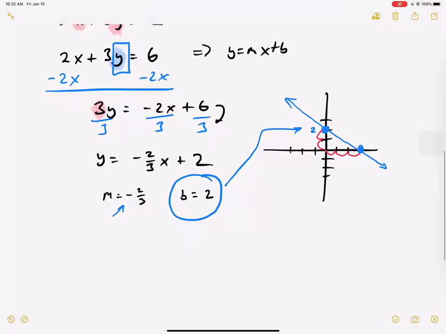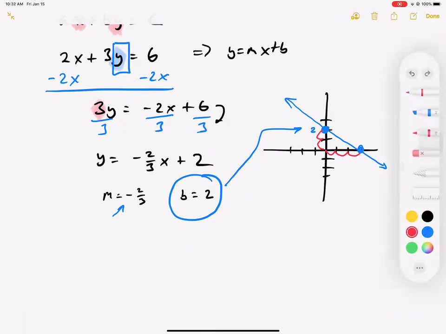Okay, we're going to do the same exact problem right now, except we're going to do it with intercepts. We're going to solve for the intercepts for this in standard form.